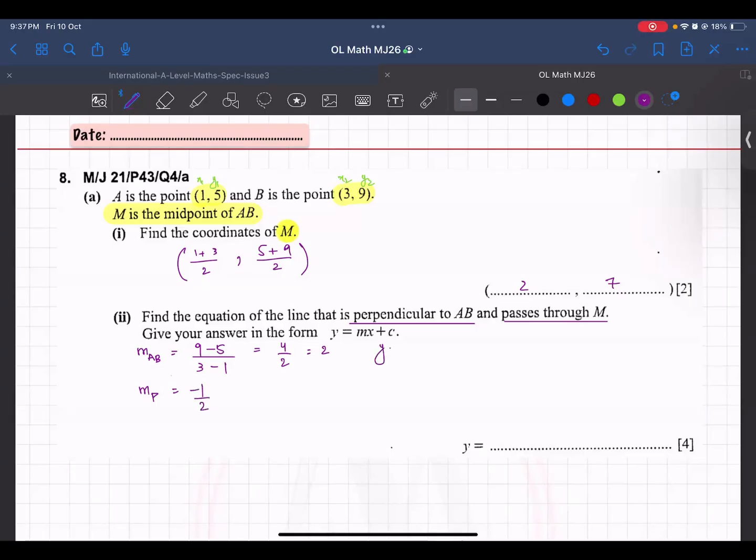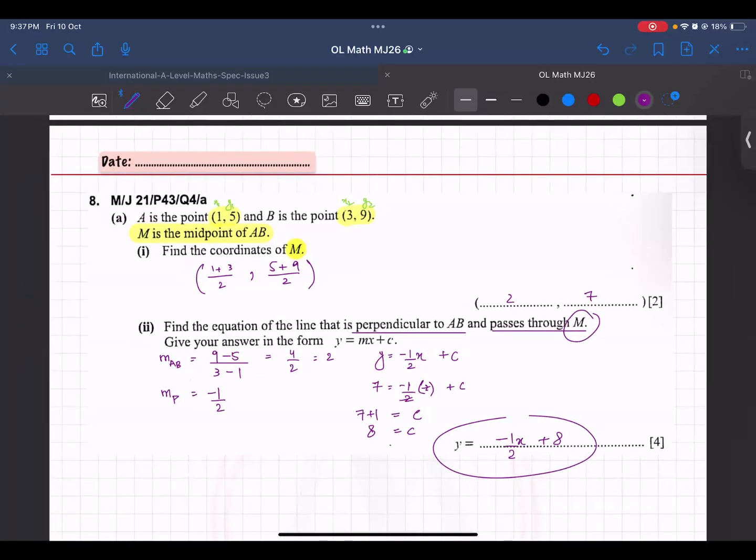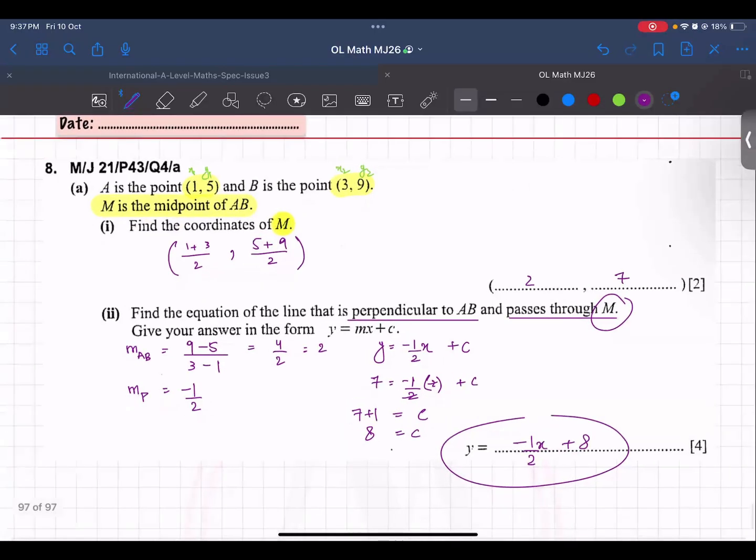And then y equals negative half x plus c, and it is passing through M, which is 2 comma 7. So y is 7, x is 2, minus, 2 and 2 cancel out. So 7 plus 1, which is 8. So y equals minus 1 upon 2 x plus 8. This is your answer. So 6 marks. Easy 6 marks. If you have any questions, ask.